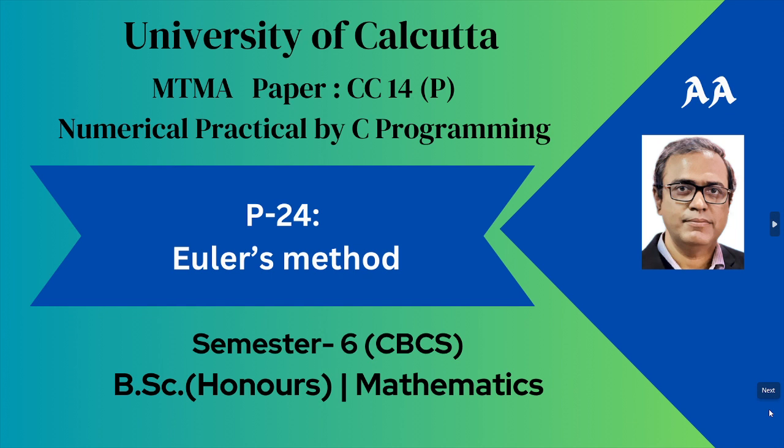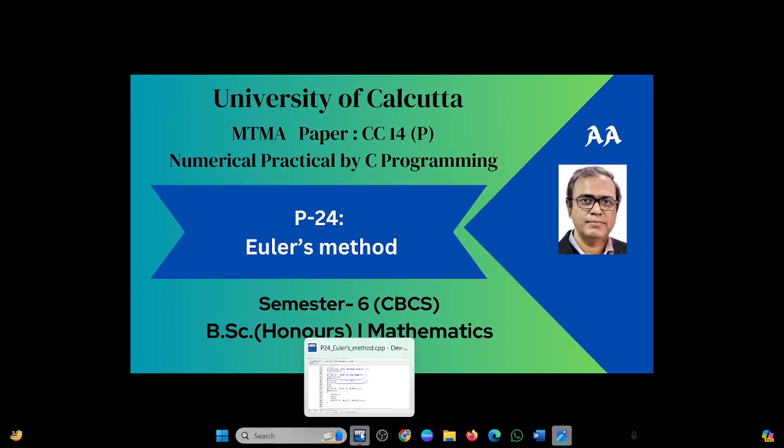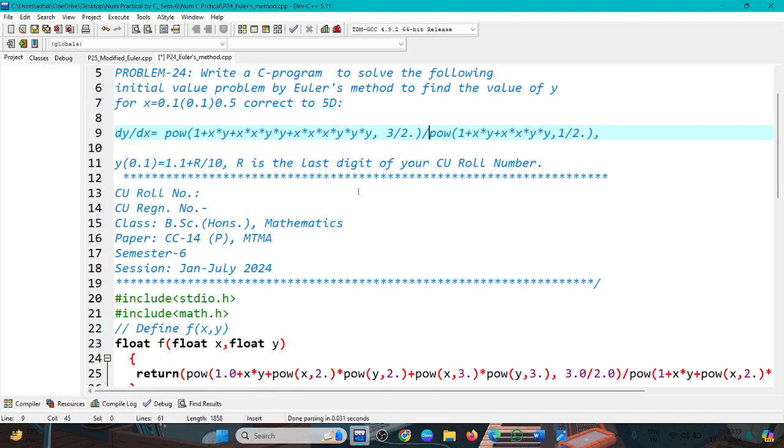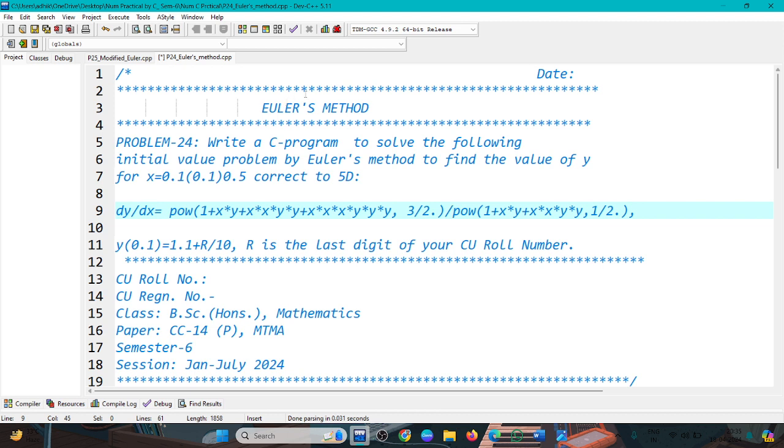Euler's method, numerical practical by C programming, problem number 24. Write a C program to solve the following initial value problem by Euler's method to find the value of y for x equal to 0.1, increment 0.1 up to 0.5, correct to 5 decimal places.